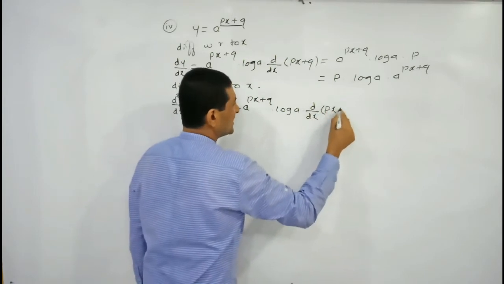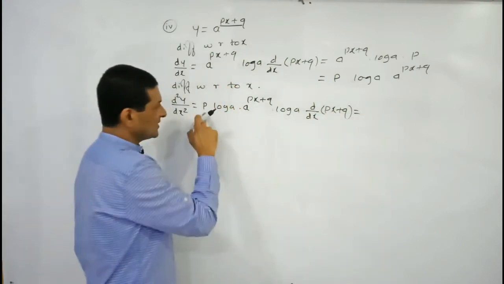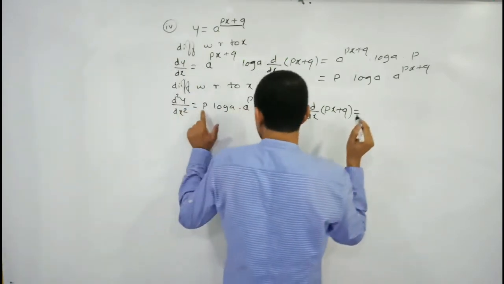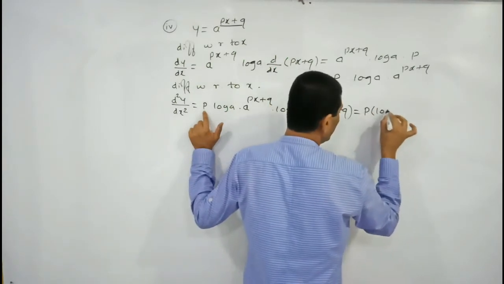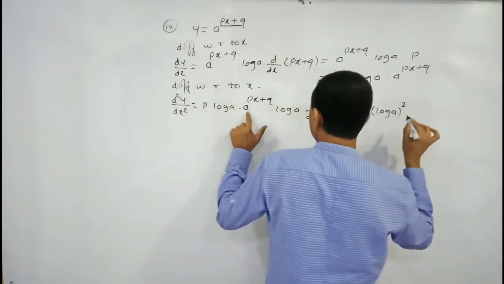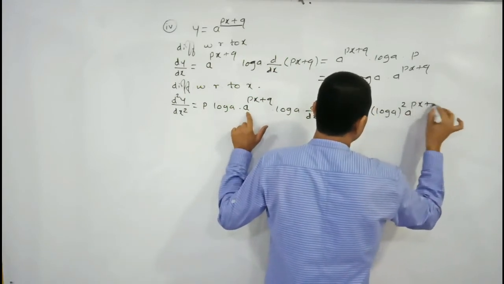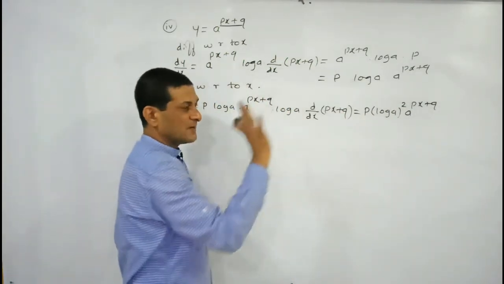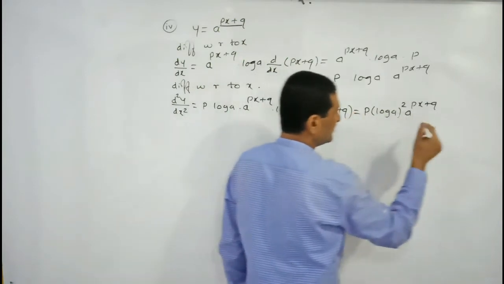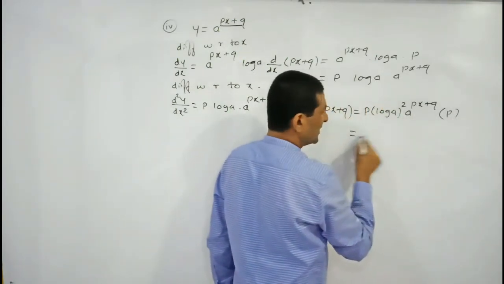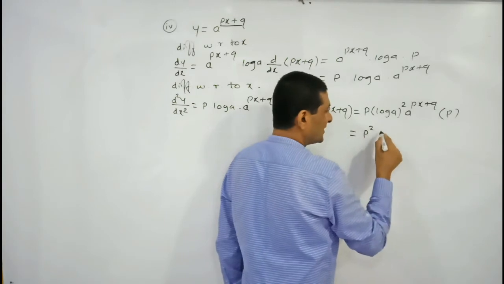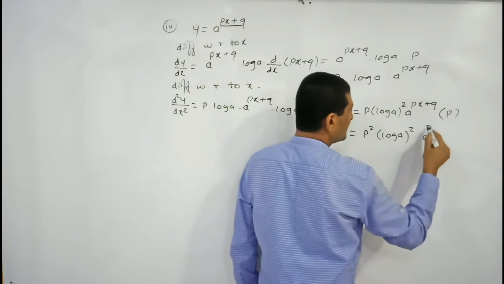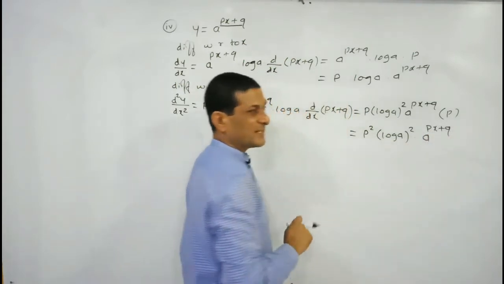What is f of x? px plus q. So it equals, here keep these three terms as it is, and log a into log a can be written as square of log a. So we get p into square of log a into a raised to power px plus q into the derivative of this term, which will be p. So p into p becomes p square into log a whole bracket square into a raised to power px plus q. So this is the value of the second order derivative.